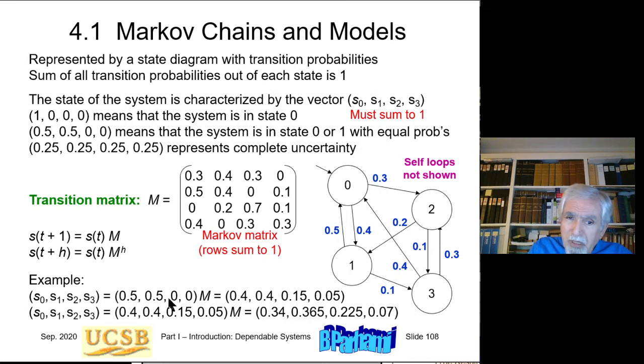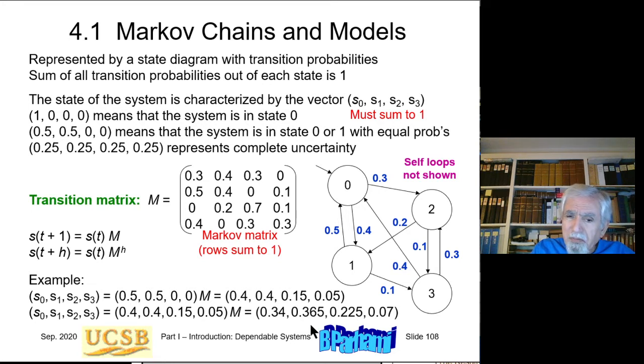So here's an example. Suppose the current state of the system is this one up here, meaning that it is in state 0 or 1 with equal probabilities, and it's not in state 2 or 3. Multiply by that matrix, normal vector by matrix multiplication, and you get this vector that says in the next time step, the system is in state 0 with probability 0.4, state 1 with probability 0.4, state 2 with probability 0.15, state 3 with probability 0.05, 5%. If I continue one more step, so now take the new state of the system and multiply it again by the transition matrix, I get this. So after 2 time steps, the system will be in state 0 with 34% probability, and state 1 with 36.5% probability, and so on.